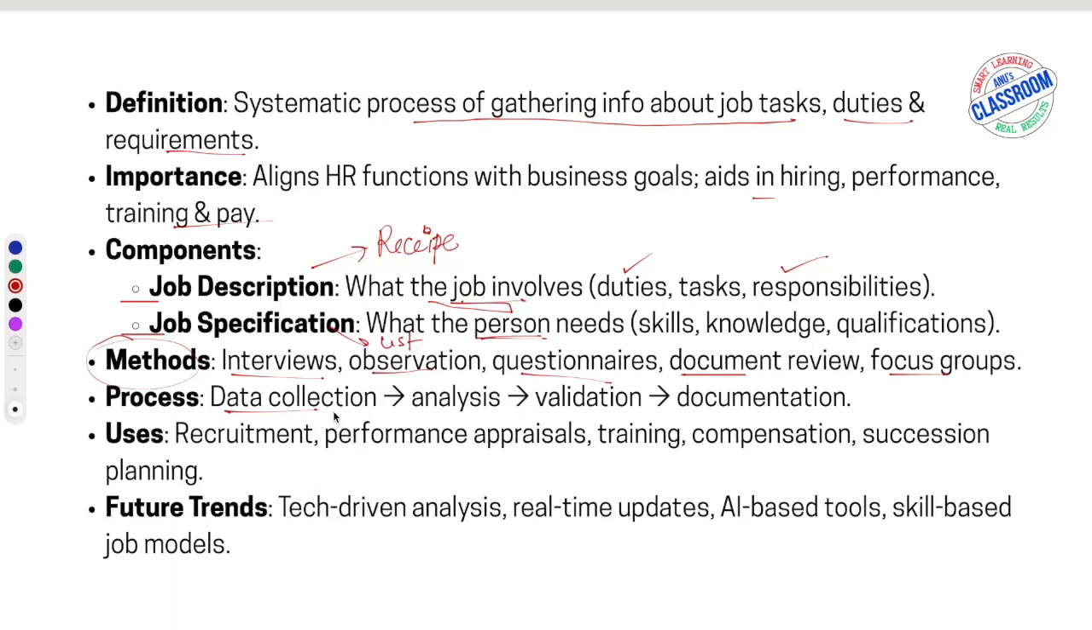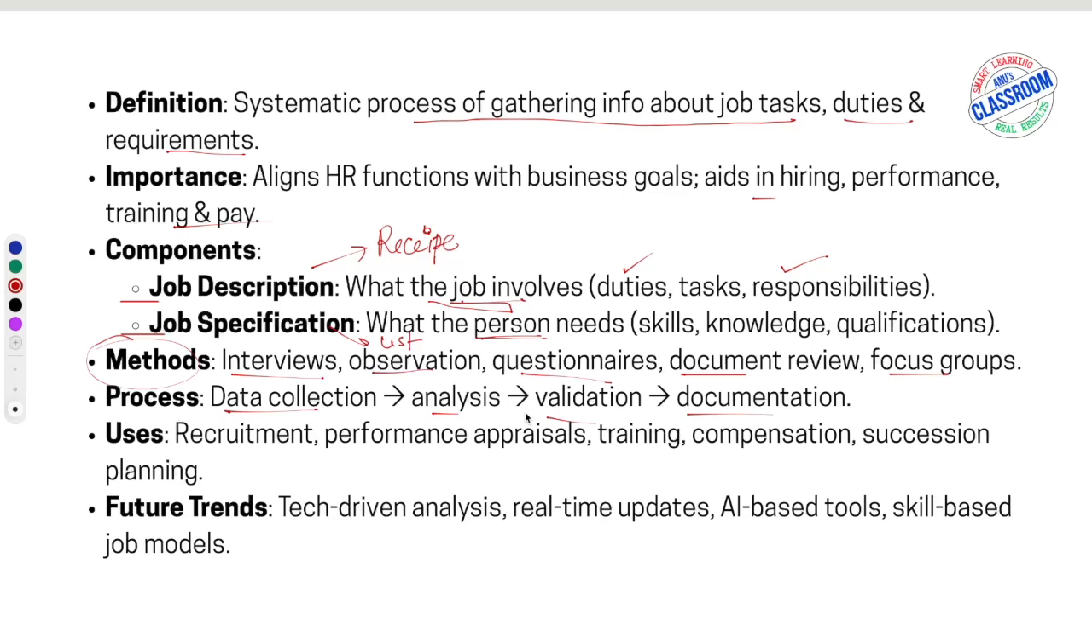After that, once we have data, what will we do? We will analyze that data, find patterns, and verify the accuracy of the data and the findings with experts and supervisors. That is validation. And then finally, we will create the updated job description and the job specification. That is the documentation. And keep them updated regularly also because jobs constantly evolve.